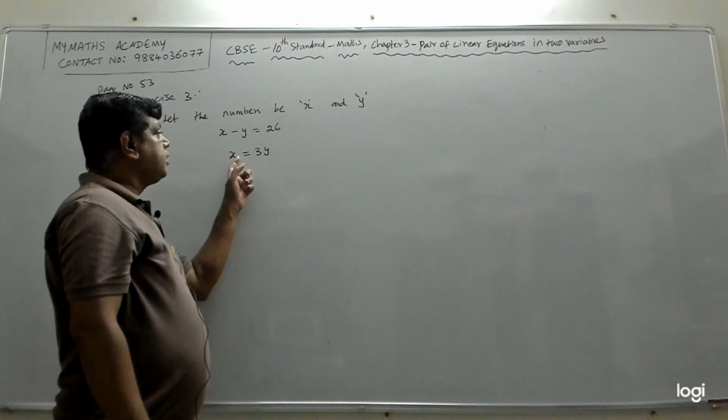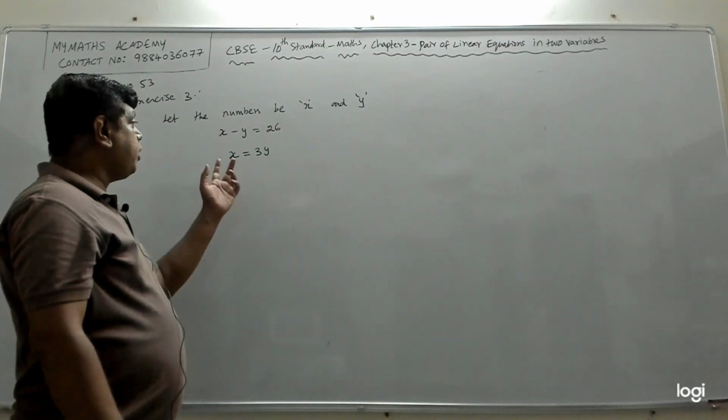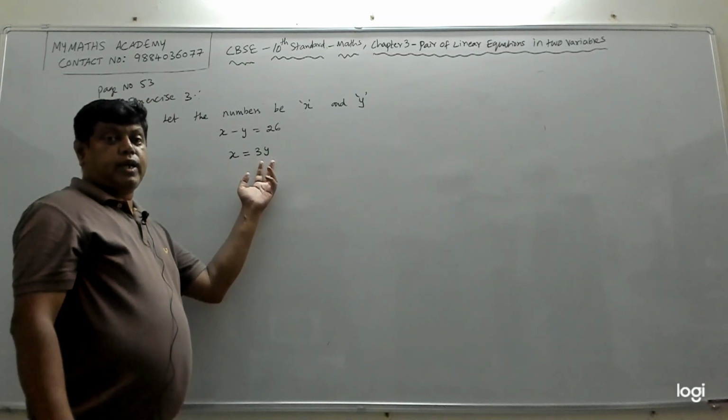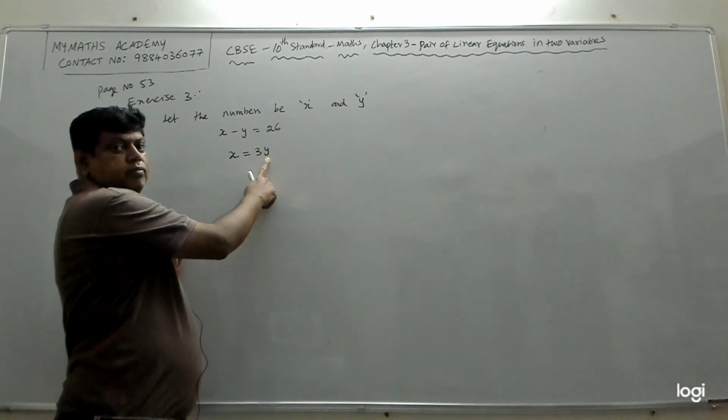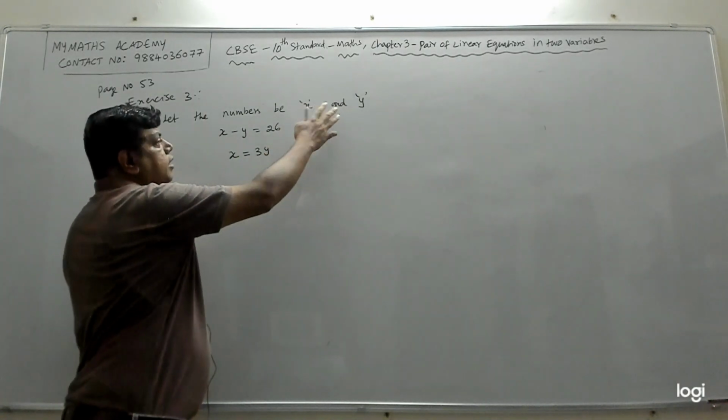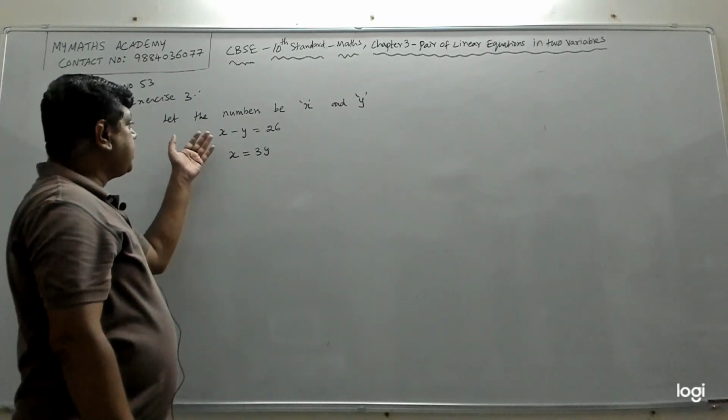One number is 3 times the other number. So don't write y is equal to 3x. You have to write the greater number. So the greater number is obviously equal to 3 times the smaller number. We can take anyone as greater, anyone as smaller. So I can always take x as the greater number.